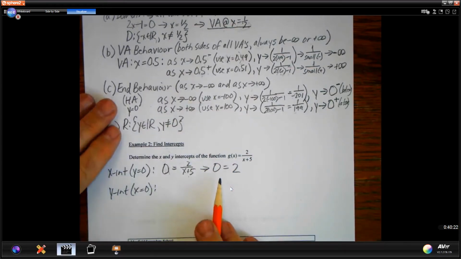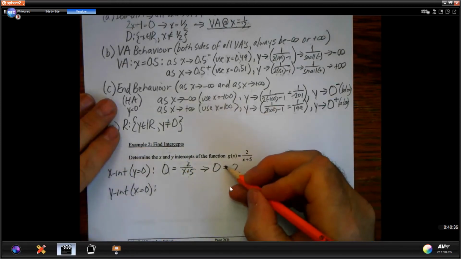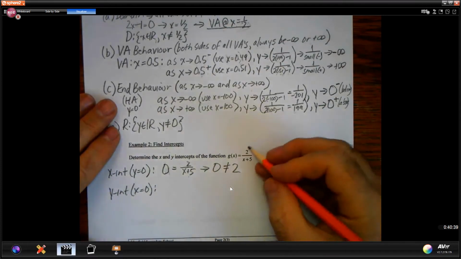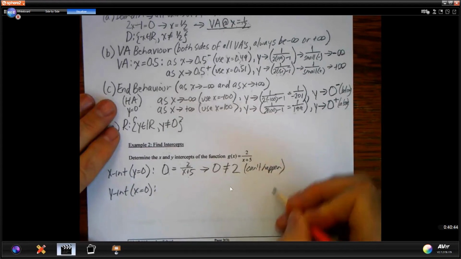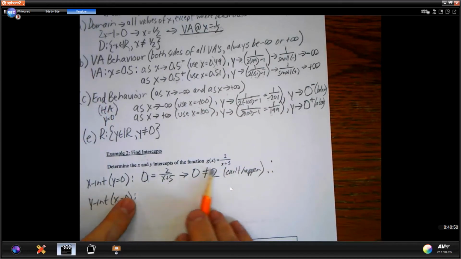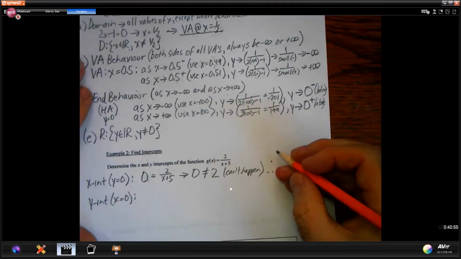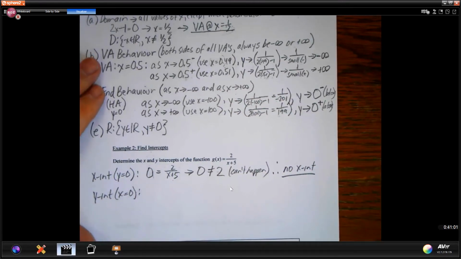And you can quickly see that's never going to be possible. I could never make this numerator 0 because it's always 2. There would have to be a variable up there for me to do that. So 0 equals 2, well, that's a false statement. 0 can't equal 2. So I'll just say can't happen. So therefore, if you can't figure out the x value that makes this true, which it can't be, there is no x-intercept. Okay, and that does happen.